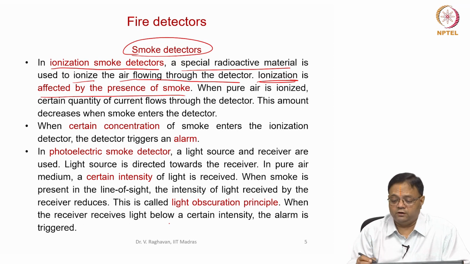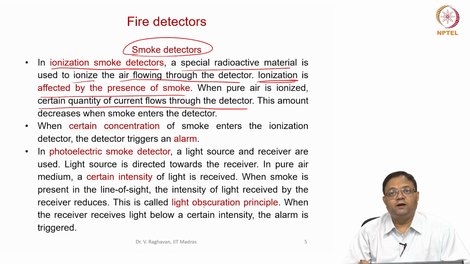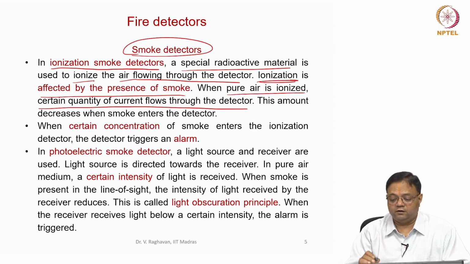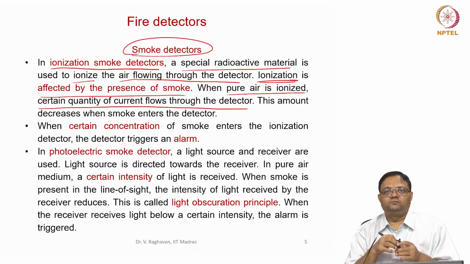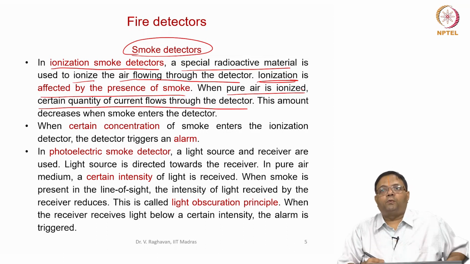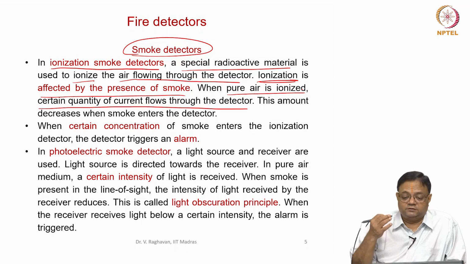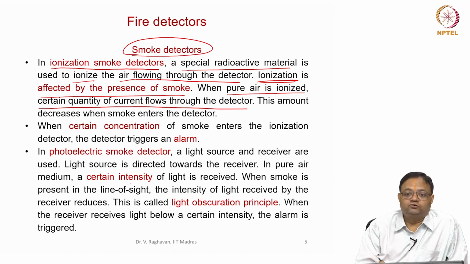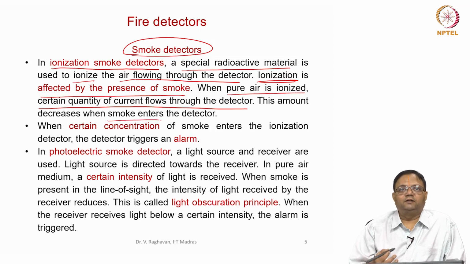So, how do we detect the ionization? A certain quantity of current flows through the detector when it is ionized. When pure air is sent, a higher quantity of current flows through the detector, and that is the baseline for pure air. When smoke passes through it, the amount of current passing through the detector will significantly decrease. So, we can now say that smoke is present, and that will detect the smoke.